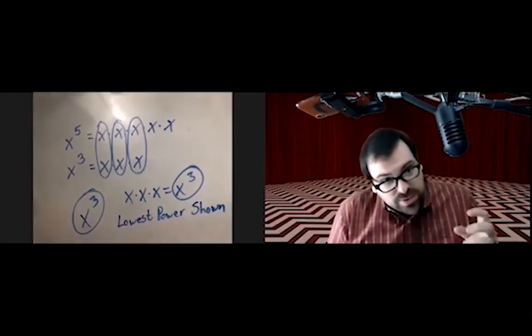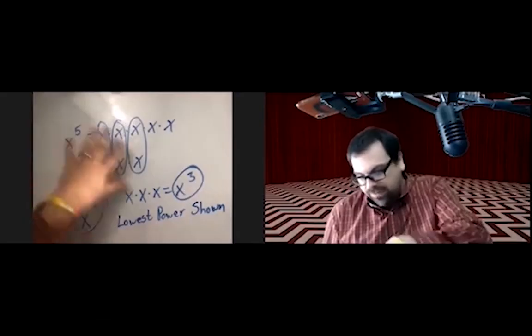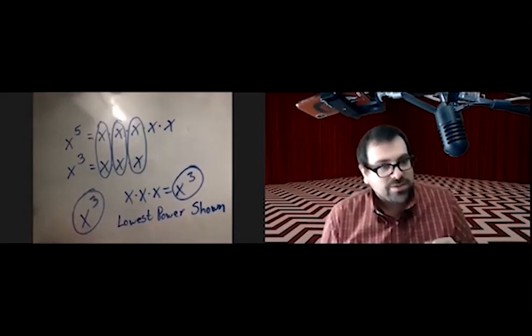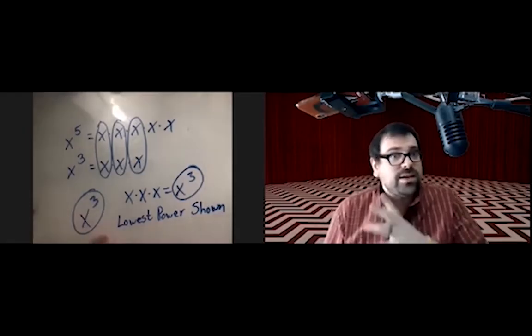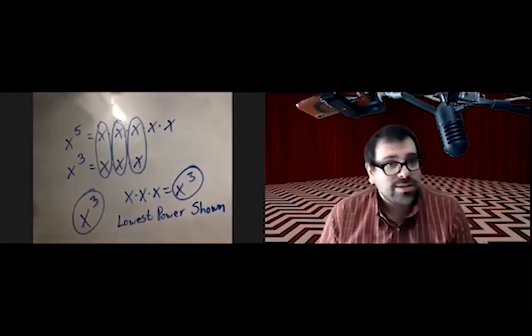If we put these two things together: how to find the greatest common factor of variables, lowest power shown. How to find the greatest common factor of numbers, take the prime factorizations. Everything that's in common is a part of the greatest common factor.